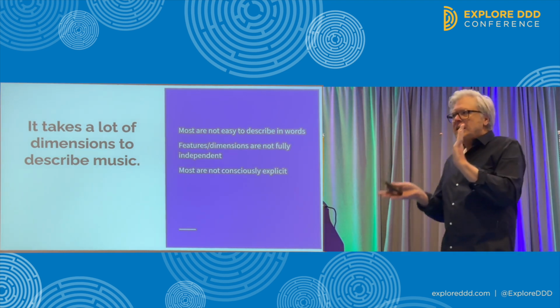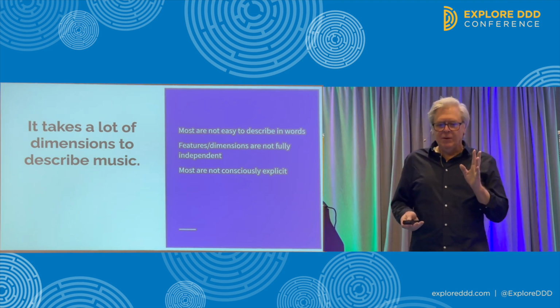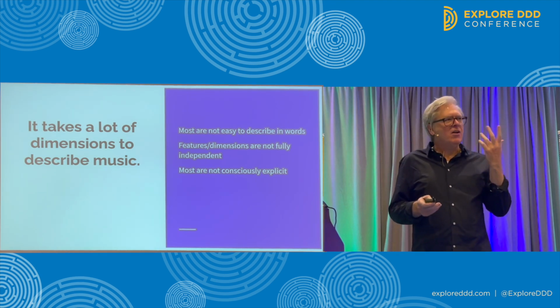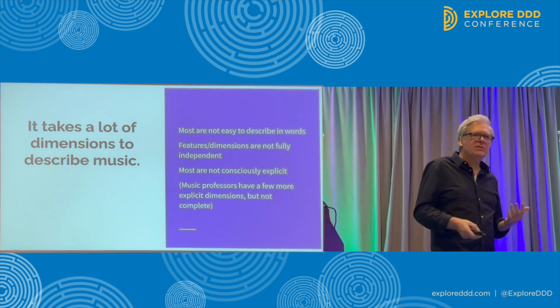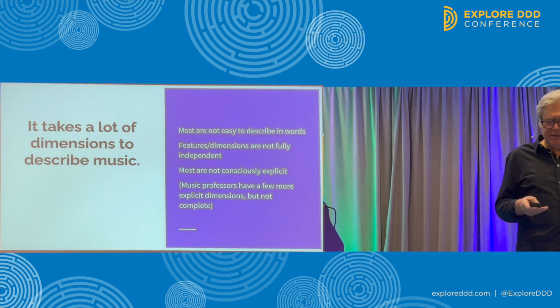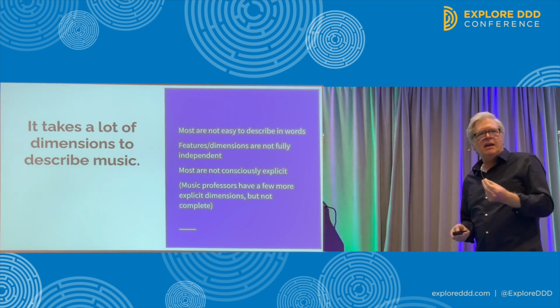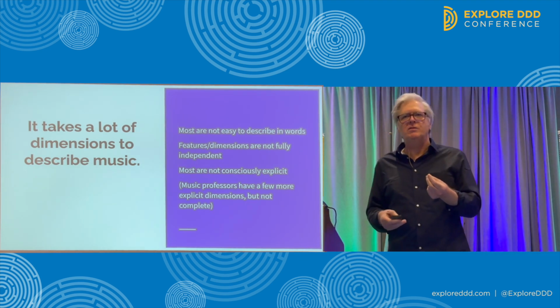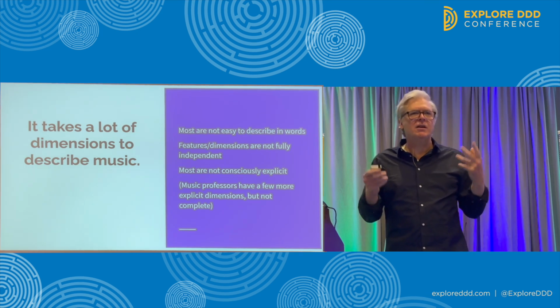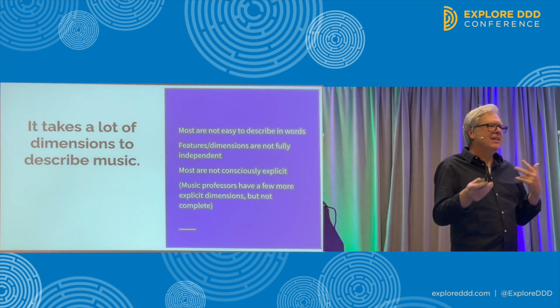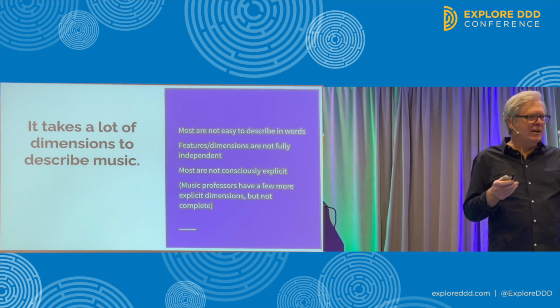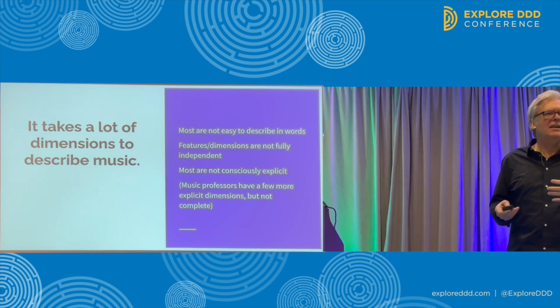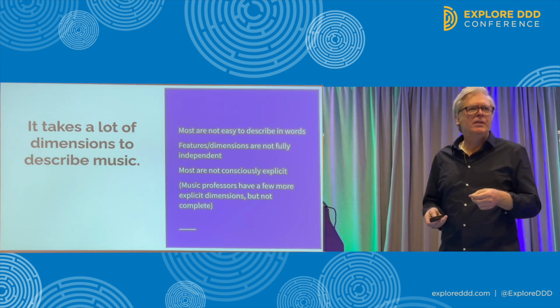Some of them wouldn't be fully independent of each other, and some of them are not conscious explicit concepts that humans have. Music professors have more conscious explicit concepts for music than I have, but even they can't fully explain in words the difference between two pieces of music. There comes a point where there's something they can identify, and they'll know it when they hear it, and yet they can't explain it in words.